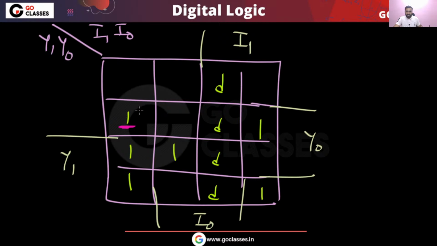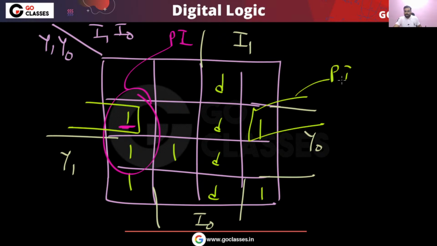So how many PIs will be there? Focus on PI. So this is a PI. I can say this is a PI, this is a PI, and you can also notice this is a PI. So this is what you can do. Next, what else? For this one, how many choices do you have? Again two choices. This is a PI and this is also a PI. So there are two choices again for this one. This is a PI, this is a PI.